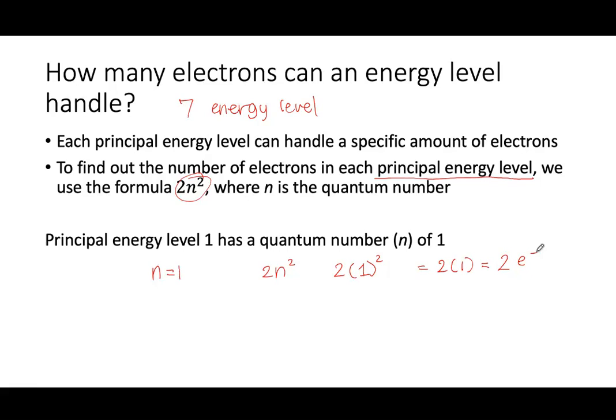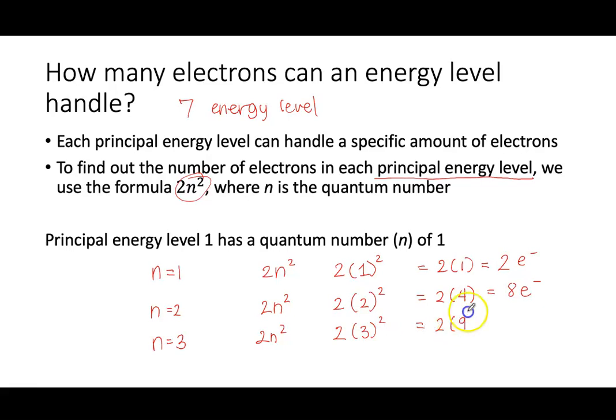All right, let's keep going. What about principal energy level 2? We're still using the formula 2n squared. So that's 2 times 2 to the power of 2. 2 to the power of 2 is 4, so that's 2 multiplied by 4, a maximum of 8 electrons. Okay, now let's keep moving. How about n equal to 3? That means 2n squared, 2 times 3 squared. 3 squared is 9, so it's 2 times 9, a maximum of 18 electrons.